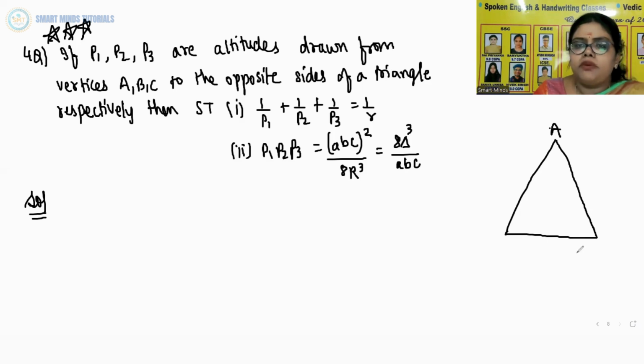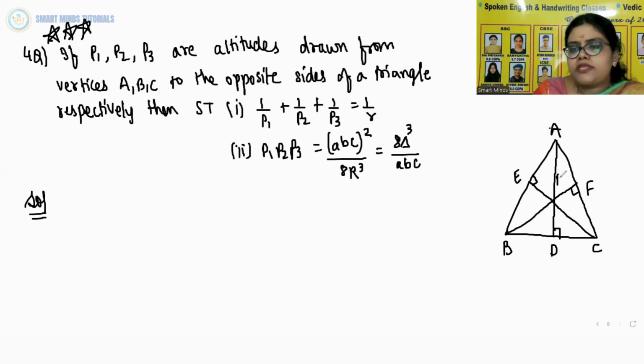Let us name the vertices as A, B and C. So this is one altitude, this is another altitude, and this is the third altitude. Altitude means it is perpendicular. Now, let's say the feet are D, E and F. So the first altitude is P1, then the second one is P2 and the third one is P3.